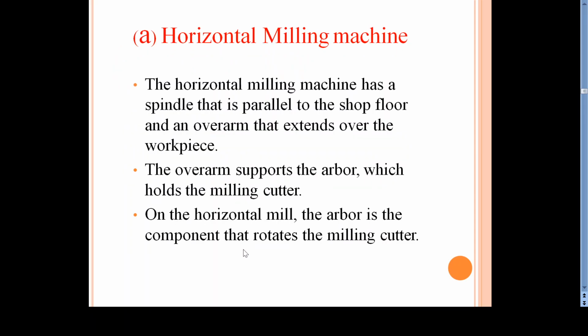The horizontal milling machine has a spindle that is parallel to the shop floor or the bed or the table of the machine. The overarm supports the arbor, which holds the milling cutter. So there is an arbor, and the arbor is supported by an overarm. It is a cantilever beam, and in the arbor we can insert the cutter, and the arbor rotates when the spindle rotates. On the horizontal mill, the arbor is the component that rotates the milling cutter.